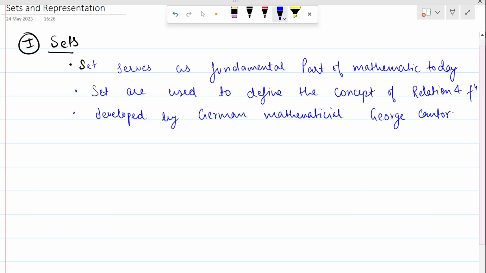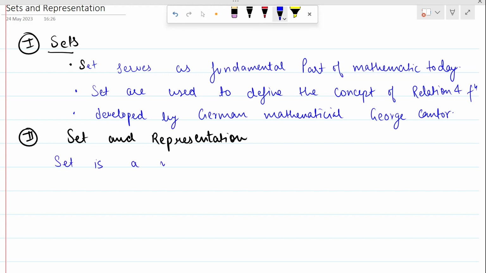So this was about sets. Next we have sets and representation. So what is set? Set is a well-defined collection of objects.